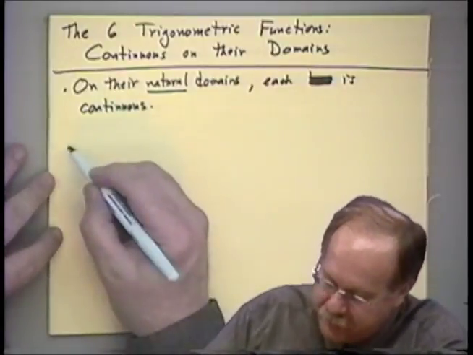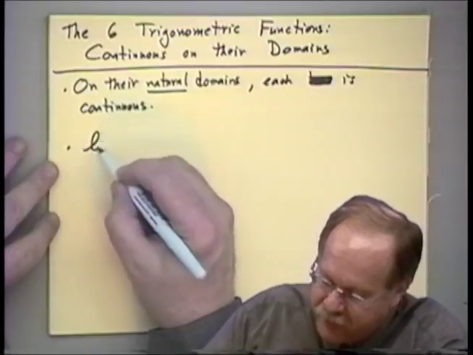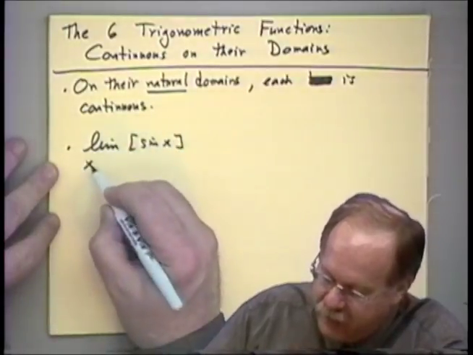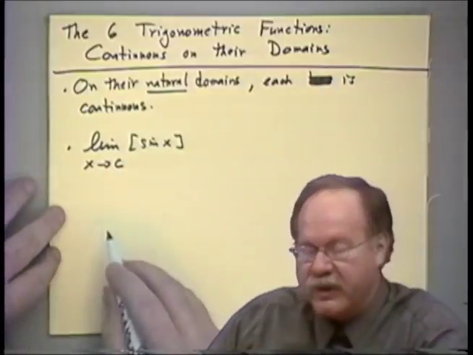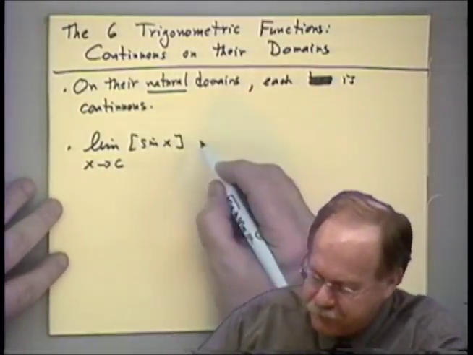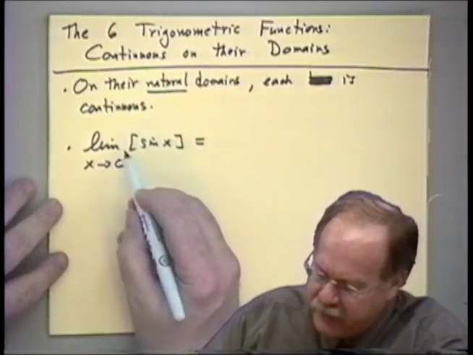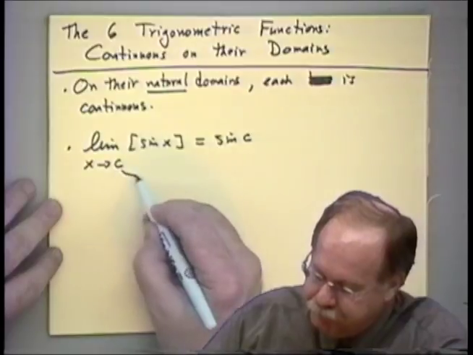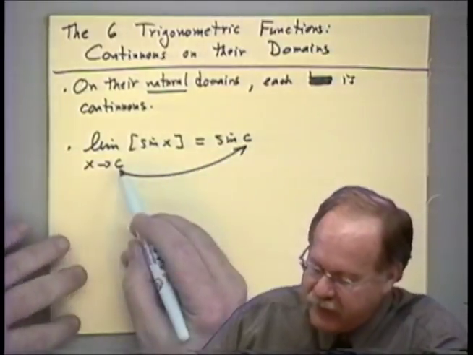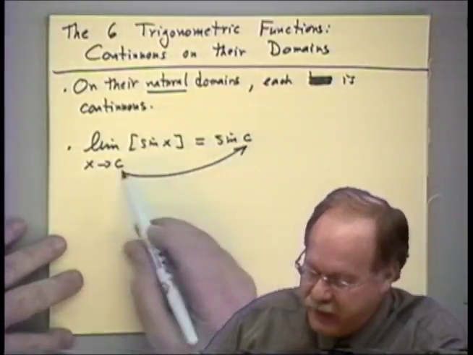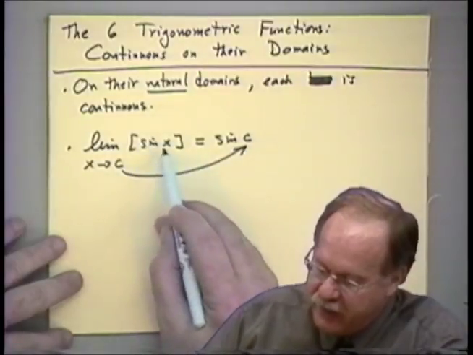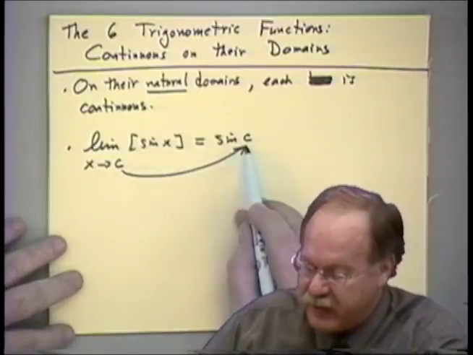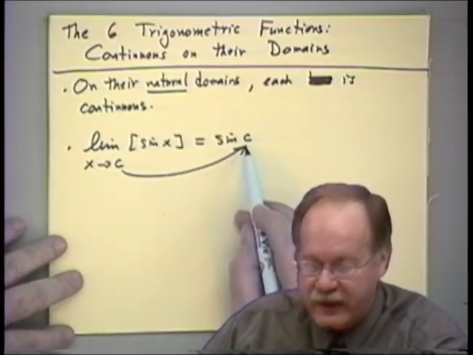Well, let's explain. For example, let us go ahead and look at the sine function as x approaches any number whatsoever in the real numbers. We learned earlier that the limit of the sine function is the sine of c. And in fact, that limit, although we won't prove it here, is always true. The limit of the sine function is sine of c, and so in this context, this statement means that the function is continuous at c.